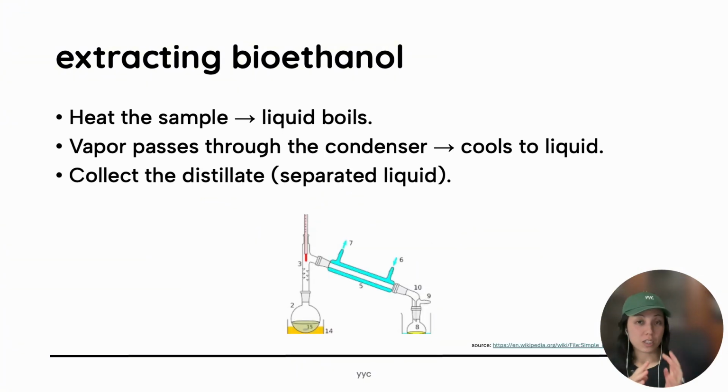So as I mentioned in the previous slide, this looks a bit more complex, but it's essentially doing the same thing. You're heating the sample, the liquid will boil, you collect the vapor, you allow it to condense back into a liquid, then you collect the liquid, and we call that liquid the distillate, right? So it's that separate liquid on the other side.